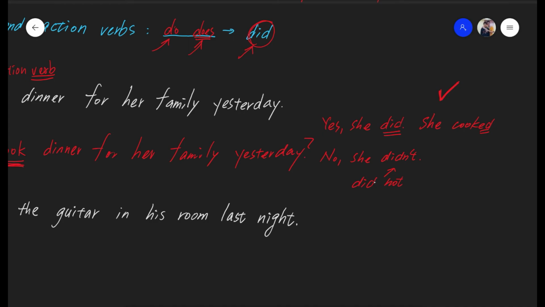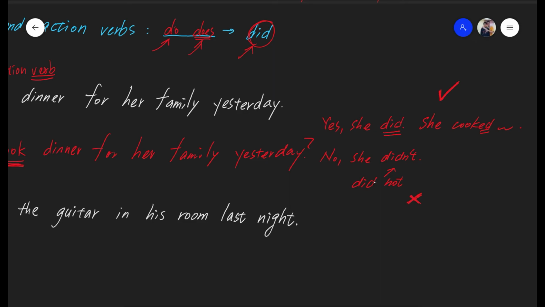However, she could. Oh, sorry. Let's finish this first. Yes, she did. She cooked dinner for her family yesterday. However, in a negative sentence, 在否定回答句当中 we will always have a helping verb.